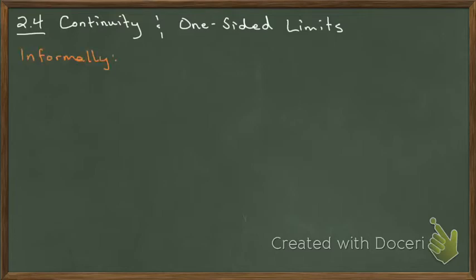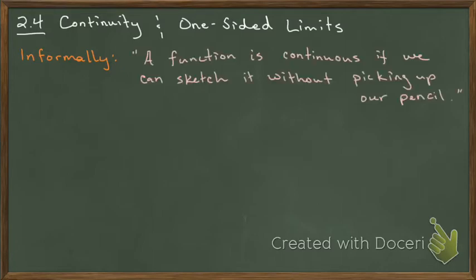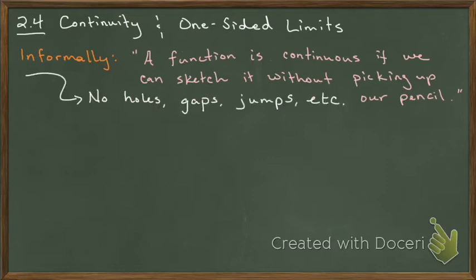So informally, what we talk about as a continuous function, we'd say is a function that we can sketch without picking up our pencil, right? So in general, there's no holes, gaps, jumps, etc. There's nothing causing any problems. We can just draw the function, and we know many of these, right? We know a lot of functions that are continuous, and in fact, they're continuous everywhere. We know a lot of functions that aren't.